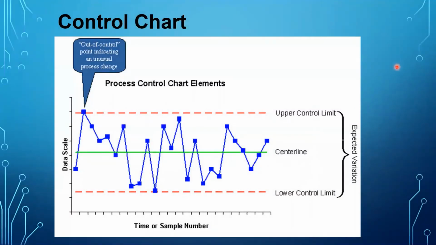Now let us see about the control chart. A control chart is a graph used to study how a process changes over time. The data are plotted in time order. A control chart always has a center line for the average, an upper line for the upper control limit, and a lower line for the lower control limit. These lines are determined from historical data.